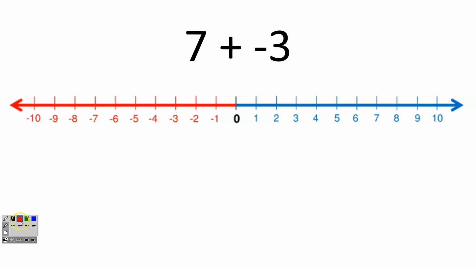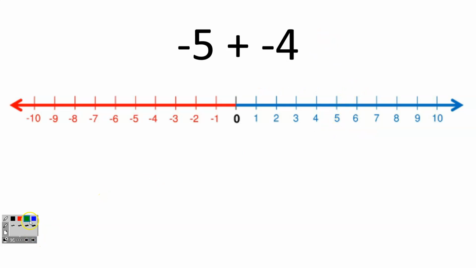We also talked about number lines. Number lines, we always start at 0. So we're going to go 7 in the positive direction. 1, 2, 3, 4, 5, 6, 7. Then we're going to go 3 in the negative direction. 1, 2, 3, and I end up at a +4.